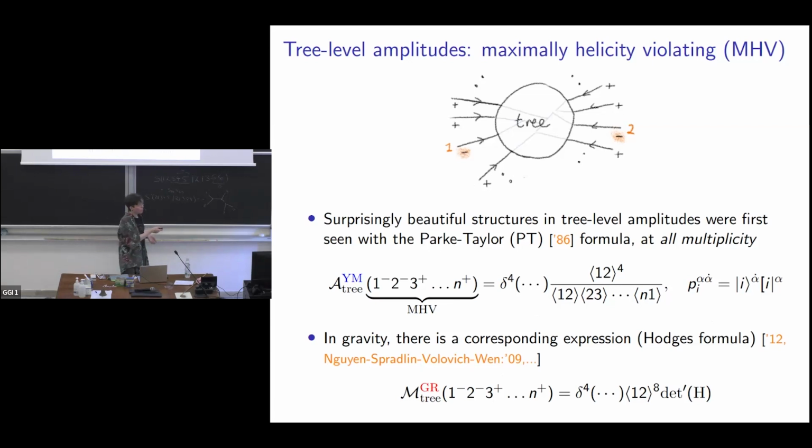And for gravity, we also have a similar expression known as the Hodges formula, which has quite a long history of different constructions. But I'm going to stick to the Hodges formula, which basically gives the gravitational tree-level scattering amplitude as the reduced determinant of a certain matrix that I'll be defining later. Okay, so why are MHV amplitudes so simple?